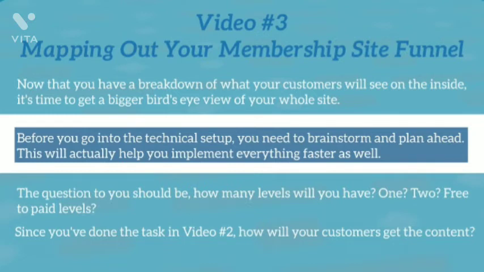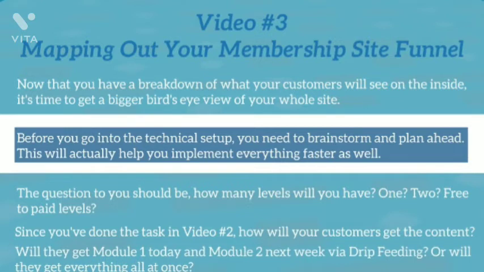Now, since you've done the task in video number 2, or at least now you have an idea about breaking things up and how your customers will get the content, the question now is, how are you going to deliver the content? And this is what we call drip feeding. So you can set up a membership site. Let's say you have a monthly membership site. You can set it up so they get module 1 for the first month, module 2 the second month, via what we call drip feeding.